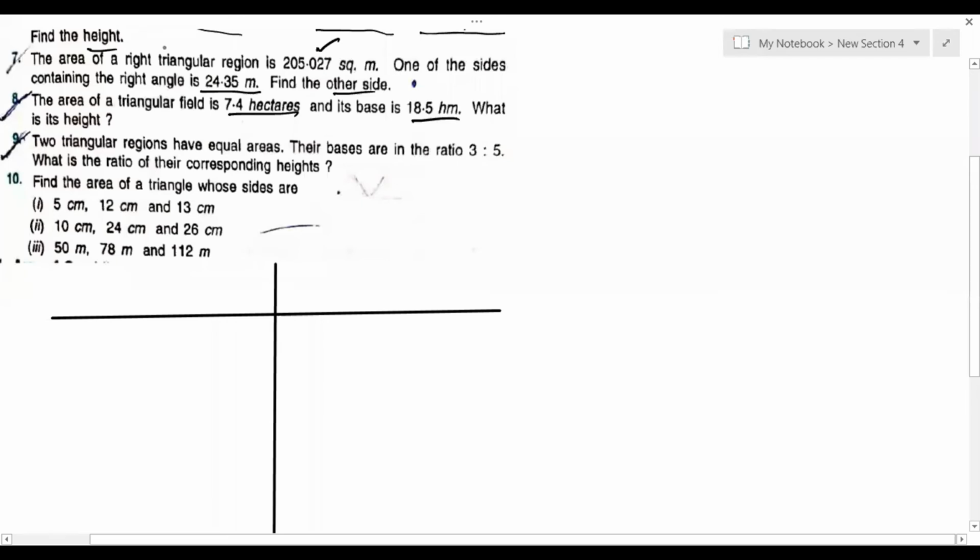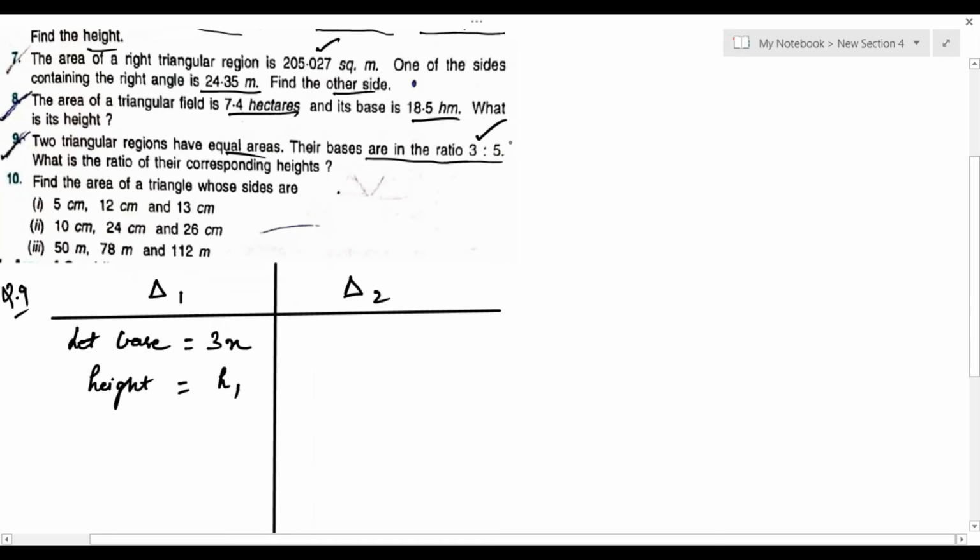Now question number 9. Two triangular regions have equal areas, and their bases are given in the ratio 3:5. So first of all, let us suppose there are two triangles, triangle 1 and triangle 2. Let base is equals to 3:5. So we can go the first triangle base as 3x, and height is equals to h1. Similarly, the base for the second triangle will be equals to 5x, and height will be equals to h2. We can go ahead with this process.